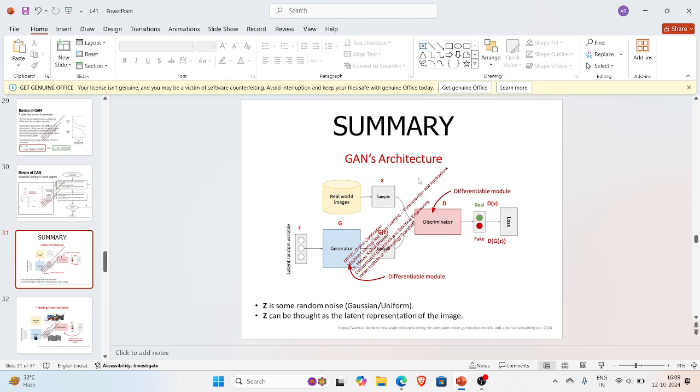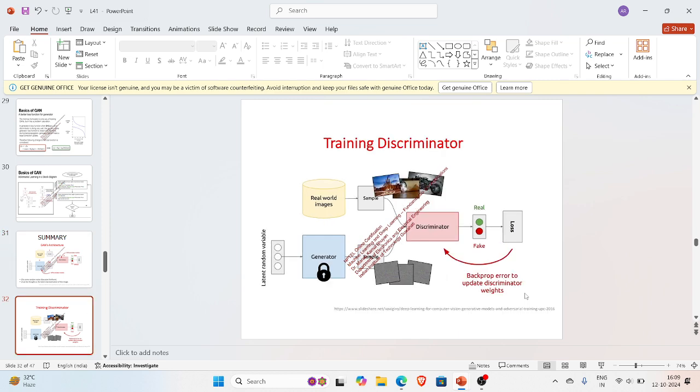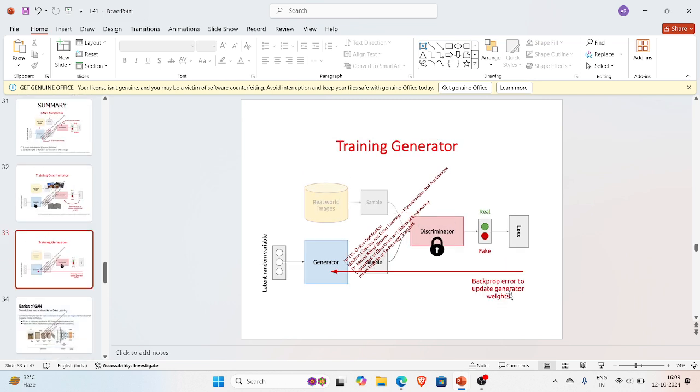So D of x, or D of G of z, is the function we get. Here z is the random noise, Gaussian or uniform, which can be thought of as the latent representation of the image. We are backpropagating the loss to train the generator and discriminator here.